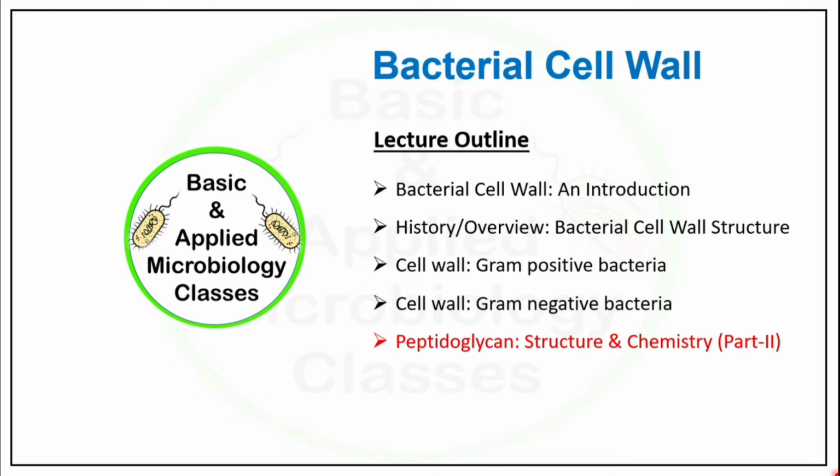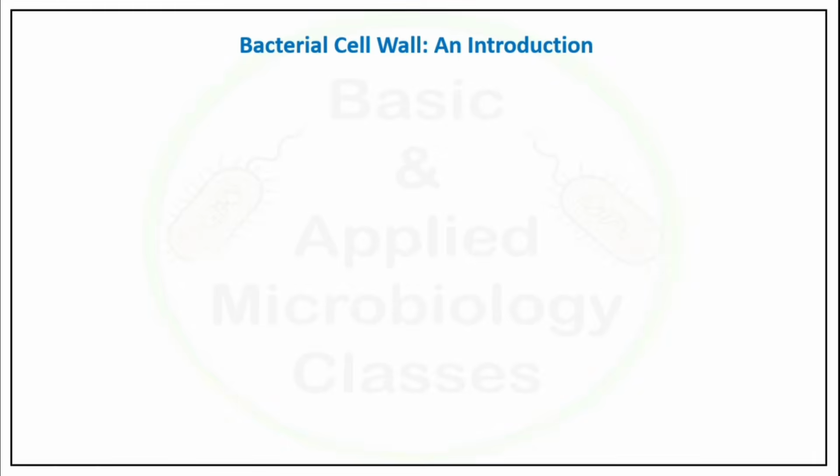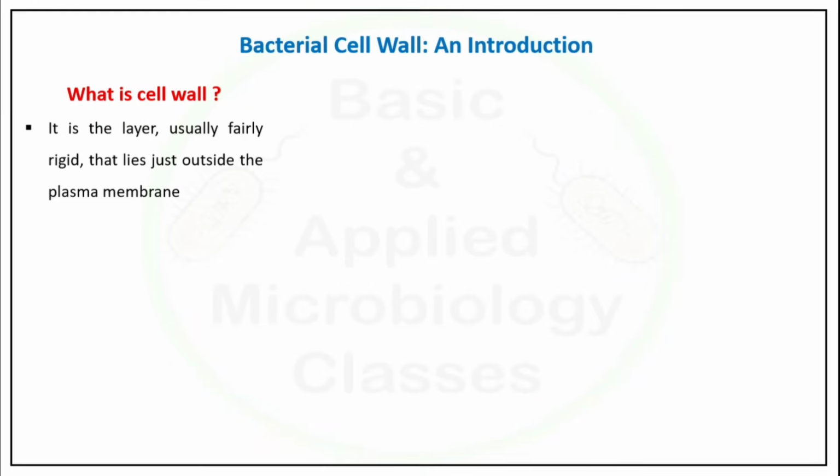So now we are going to start from the introduction part. Let's start from the simple heading first. What is cell wall? Always remember, cell wall is the layer which is usually fairly rigid and lies just outside the plasma membrane. Simply put, the cell wall is the layer present outside the plasma membrane. With the help of this picture, you can better know about the location of the cell wall.